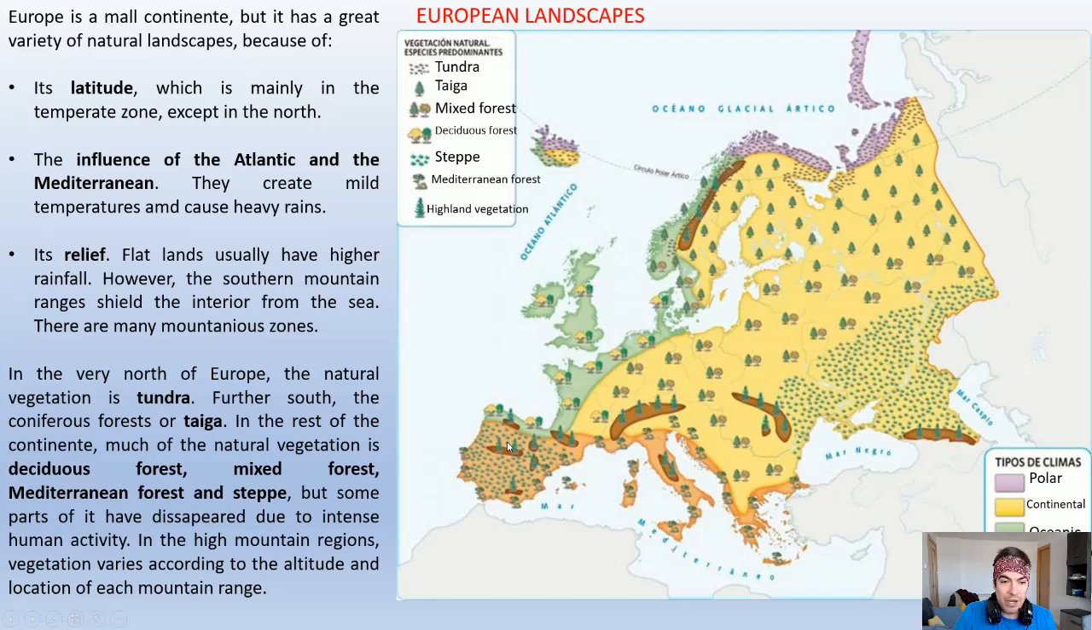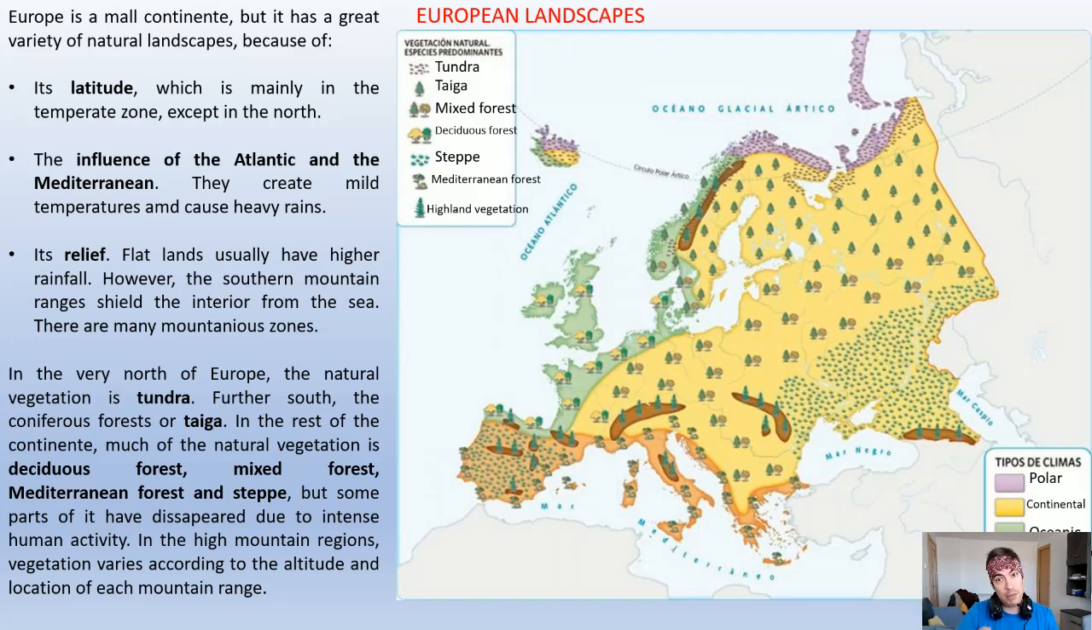So what about the vegetation? In the very north, the natural vegetation is the tundra, which is a little small vegetation. Further south, the coniferous forest or the taiga. In the rest of the continent, much of the natural vegetation is deciduous forest, this one, mixed forest, which is a mix of deciduous and evergreen, Mediterranean forest, which is the evergreen forest, and the steppe, but some parts of it have disappeared due to intense human activity.